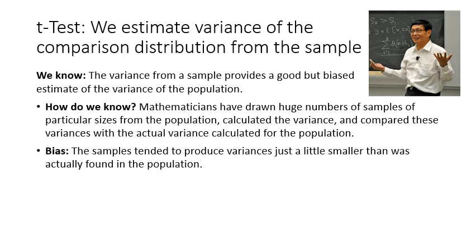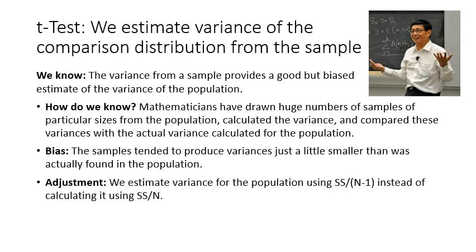When we draw all of these samples and calculate out the variances, estimate based on the samples that we draw, we know that the variances are going to be just a little bit smaller than we actually find in the population. And so to correct that, there's an adjustment that we make. So we estimate variance for the population using a slightly different formula.